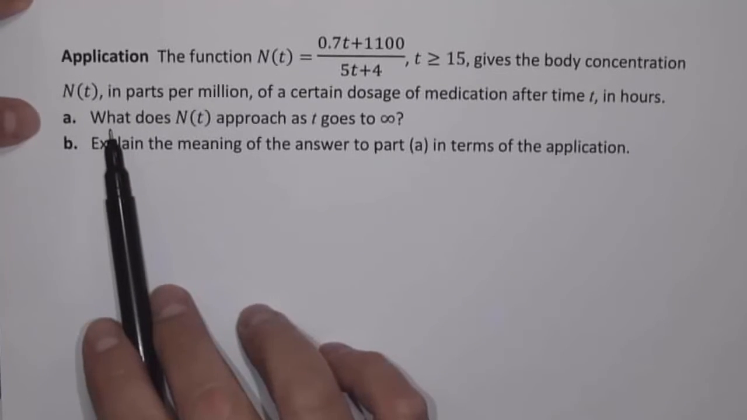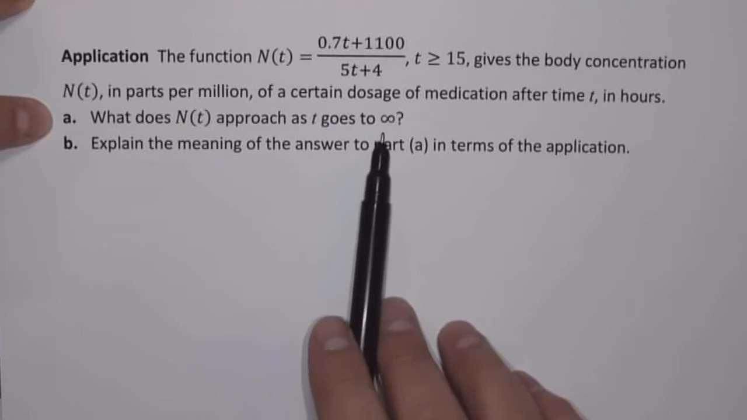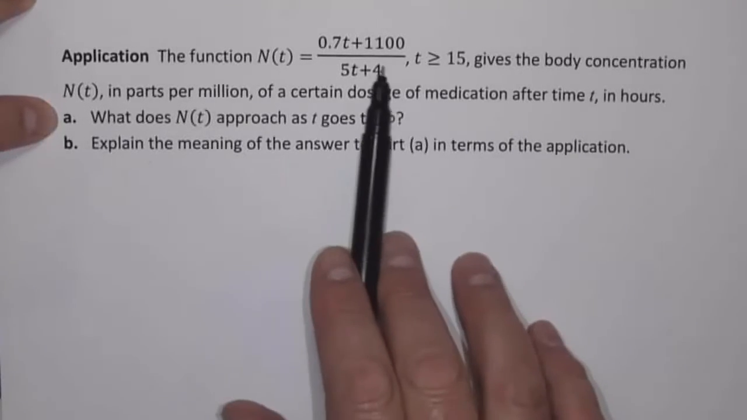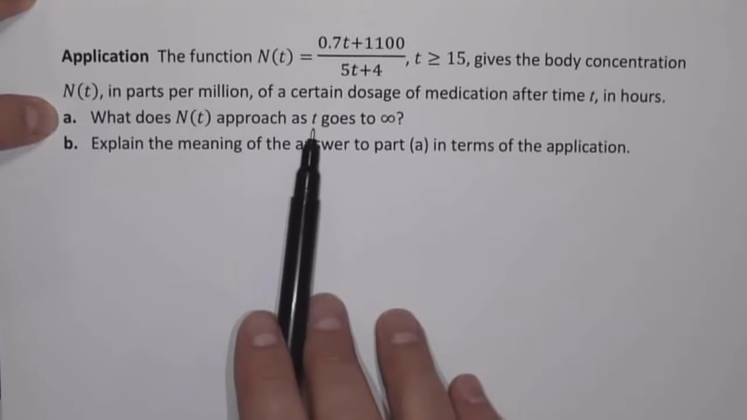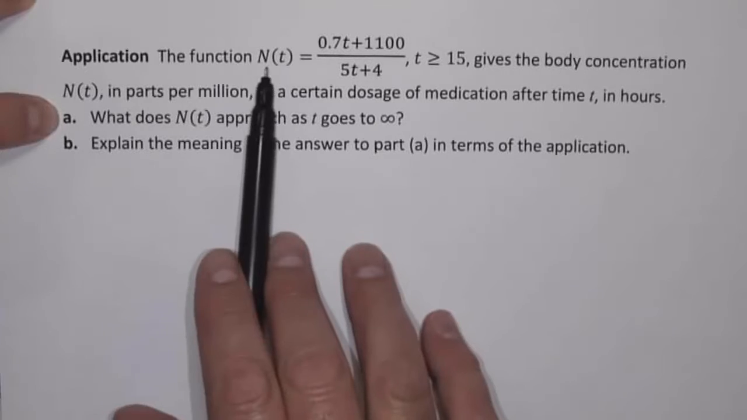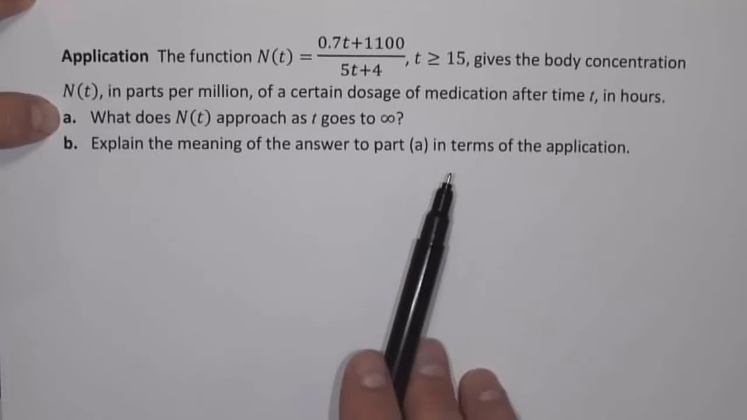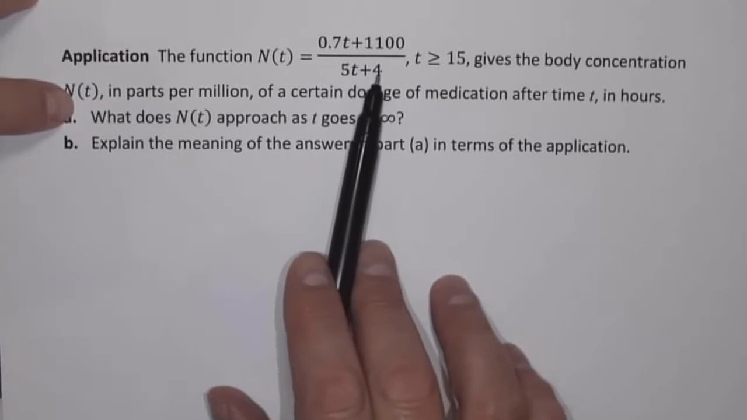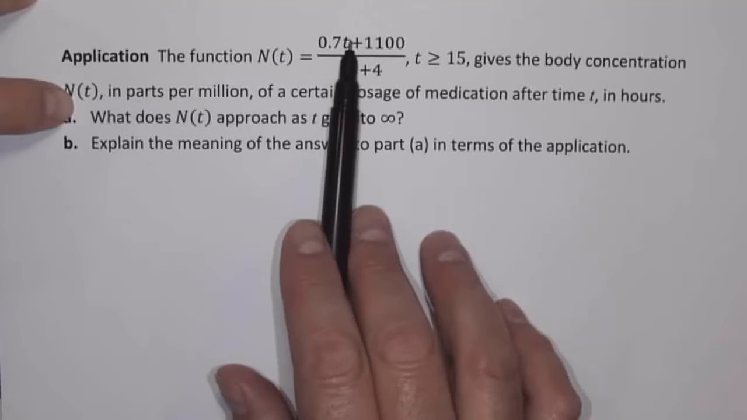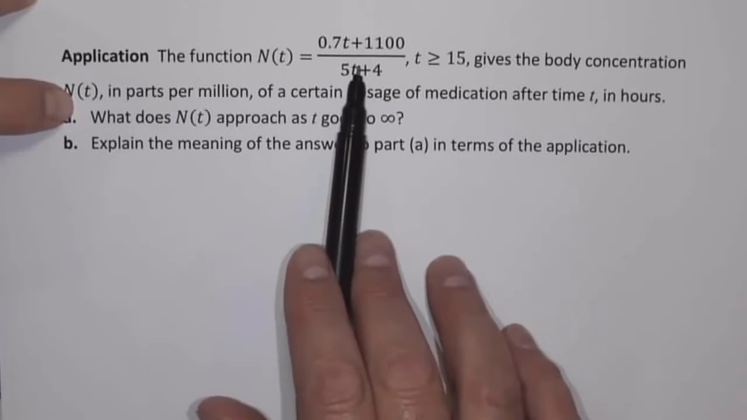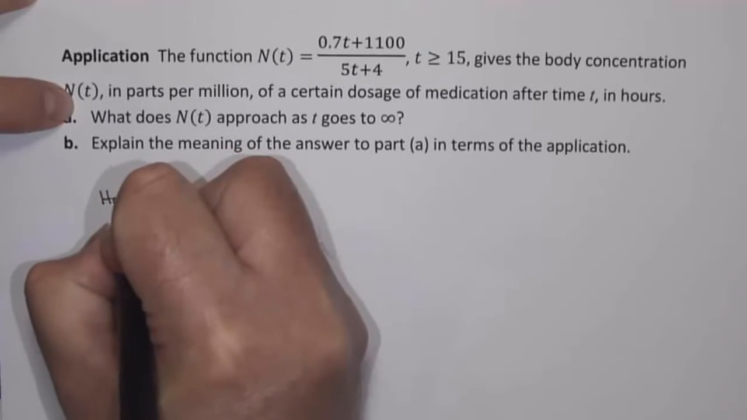So when it asks in part A, what does N of t approach as t goes to infinity, what we're talking about here is a horizontal asymptote. So as t goes to infinity, what's the value of our function? If we can find our horizontal asymptote, that will give us the result. Notice that for our rational function, the degree of the numerator is 1, the degree of the denominator is 1. So we do have a horizontal asymptote.